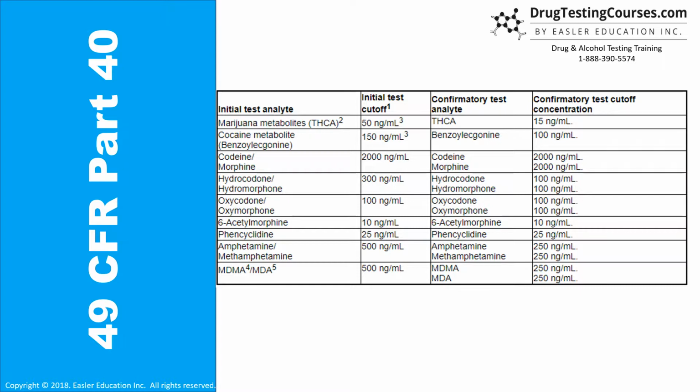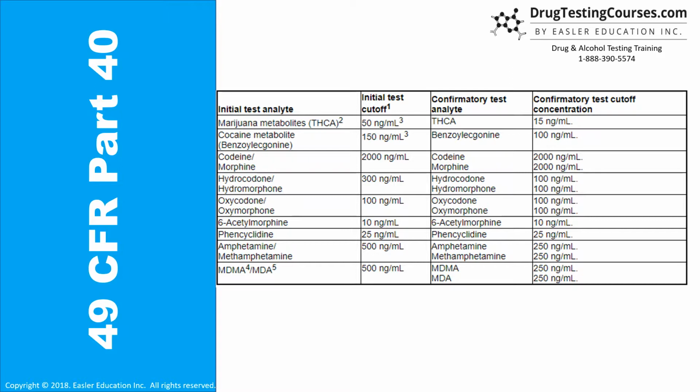Codeine/morphine, 2,000 nanograms per milliliter, codeine, morphine, 2,000 nanograms per milliliter, 2,000 nanograms per milliliter. Hydrocodone/hydromorphone, 300 nanograms per milliliter, hydrocodone, hydromorphone, 100 nanograms per milliliter, 100 nanograms per milliliter. Oxycodone/oxymorphone, 100 nanograms per milliliter, oxycodone, oxymorphone, 100 nanograms per milliliter, 100 nanograms per milliliter.